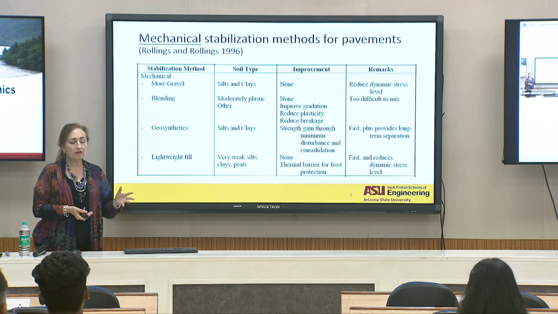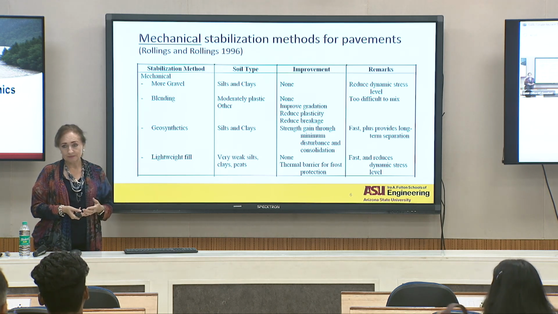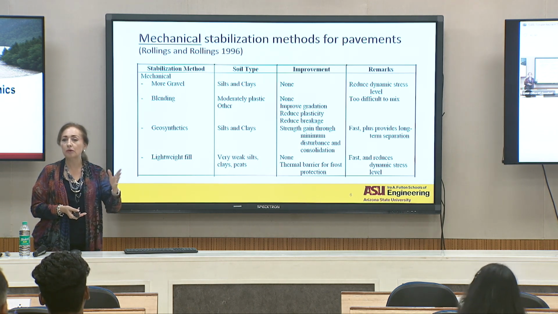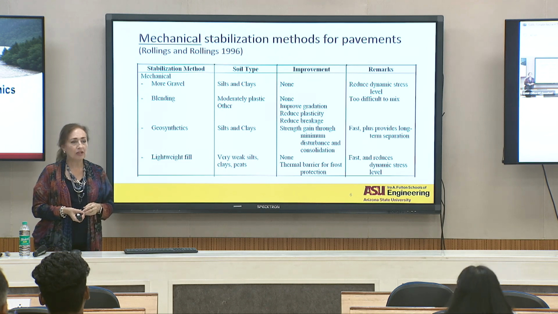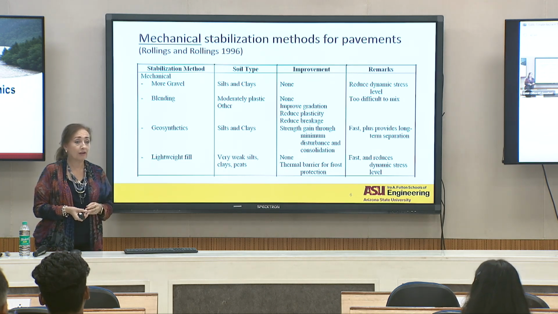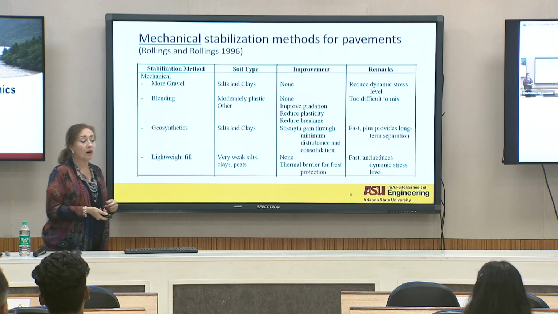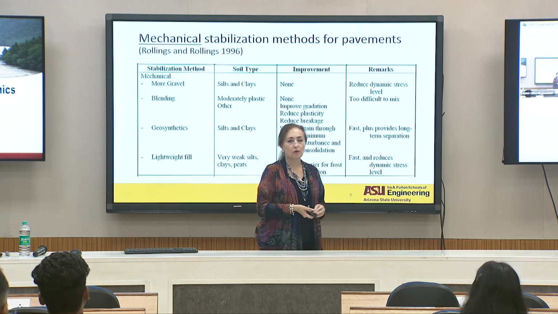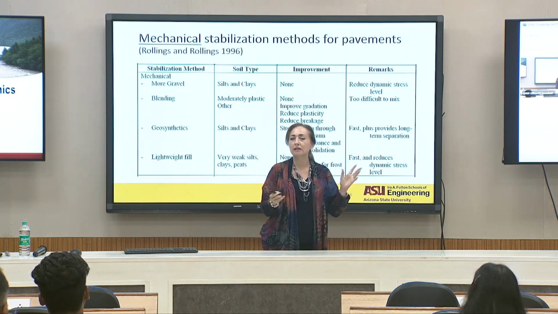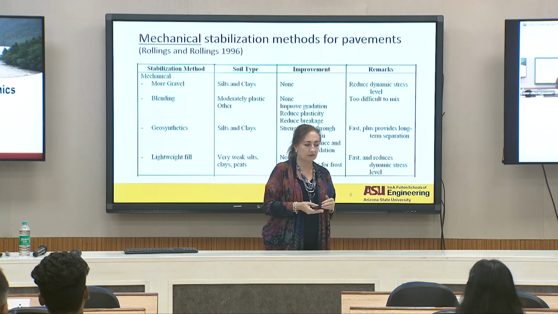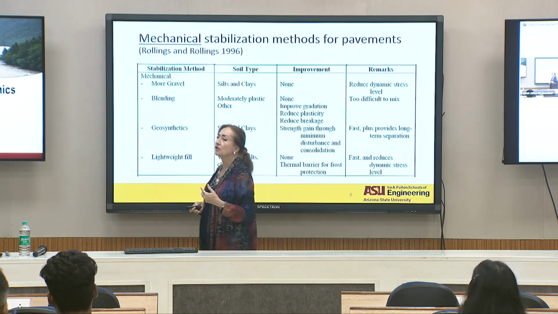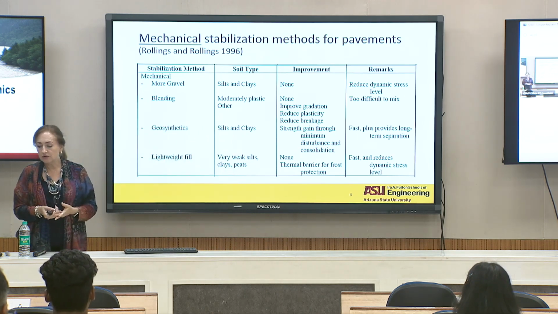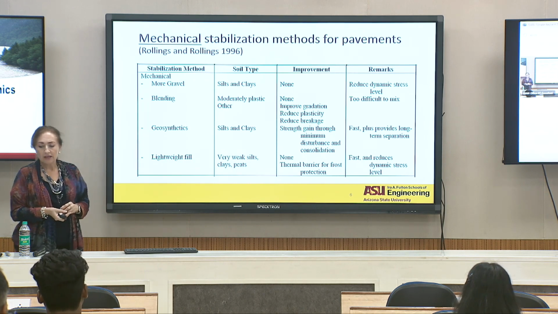So you have the problem, you need to figure out what soil it is, okay? Then you go and check those tables to figure out what methods are suitable and available for that, and what each is going to do to your soil. For example, blending. Blending is good for soils that are moderately clayey or plastic, right? So when you do blending, what does that do to the soil? It improves degradation, reduces plasticity, reduces breakage, and so forth, okay?